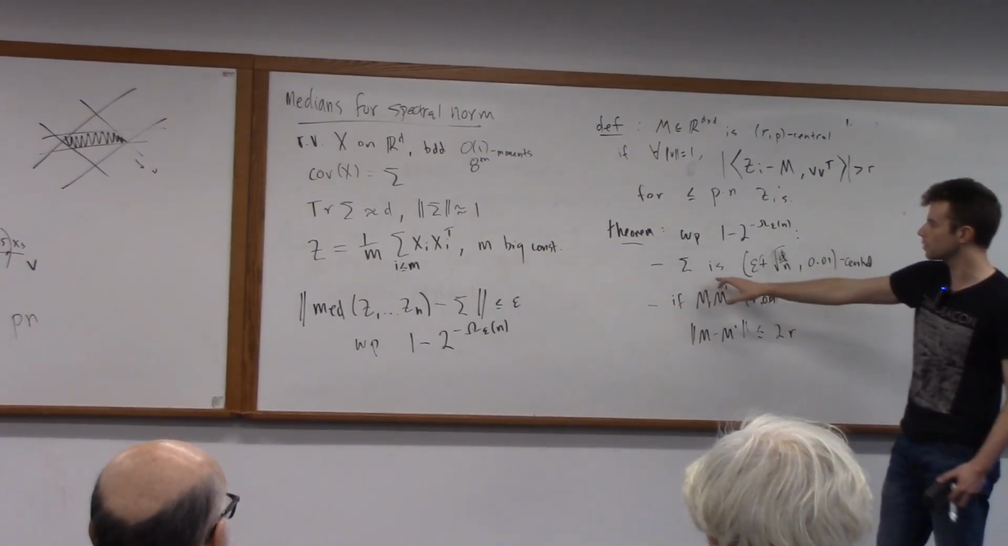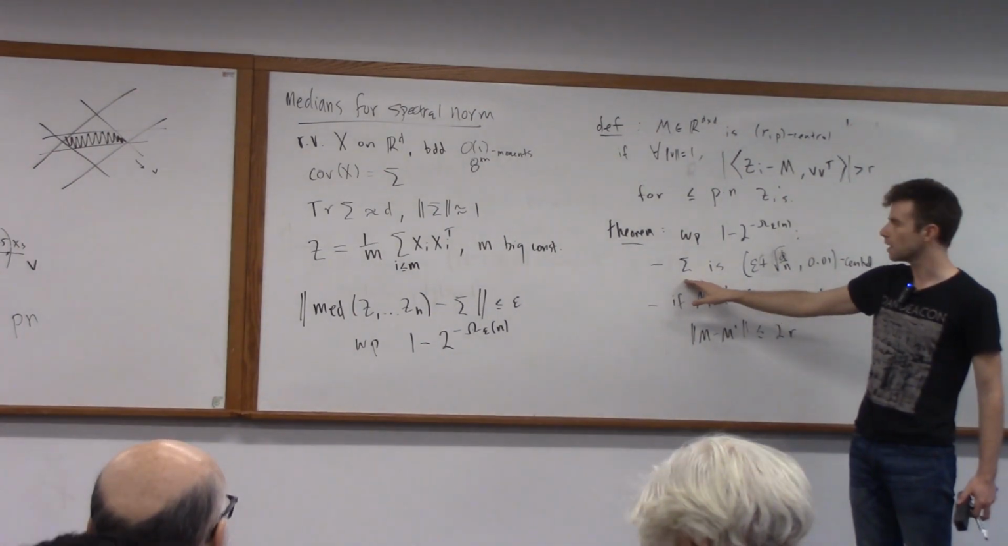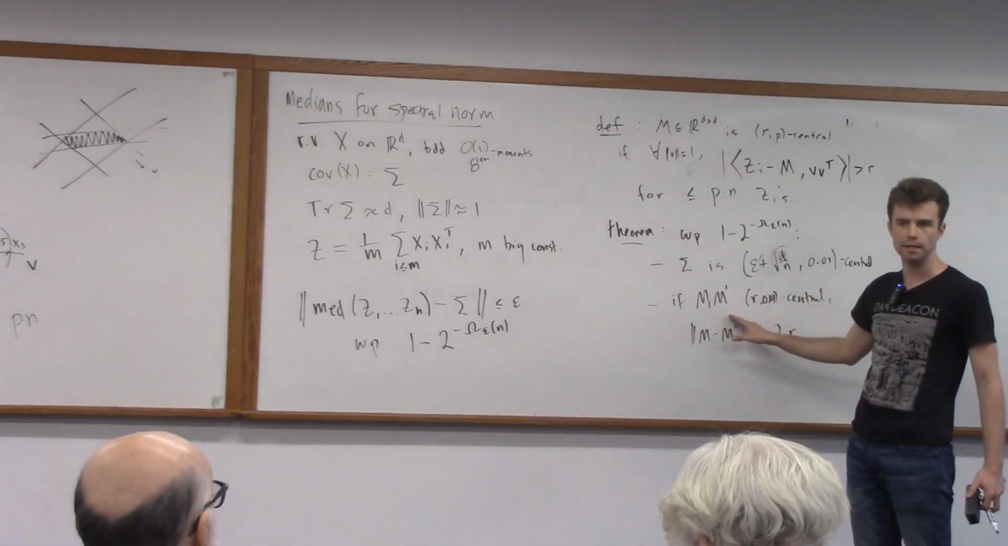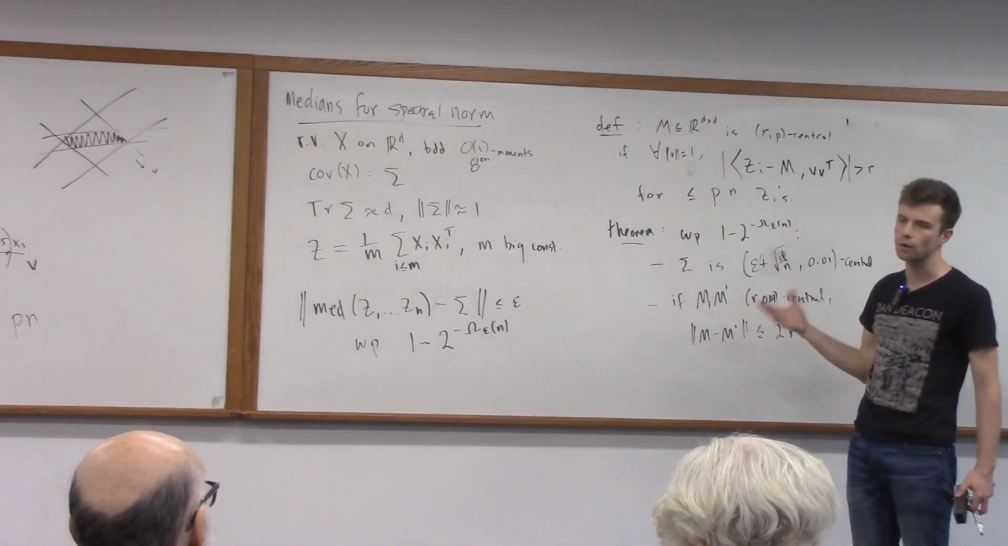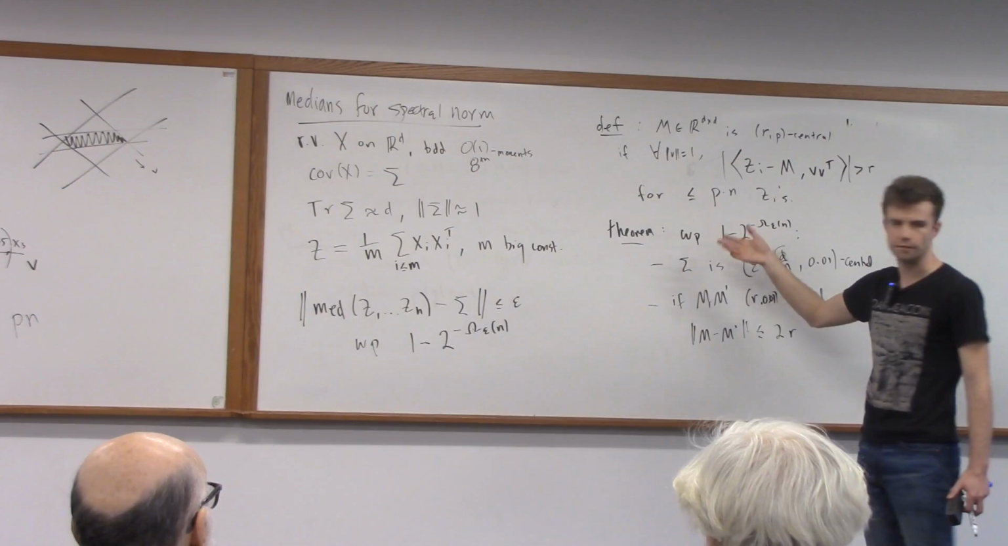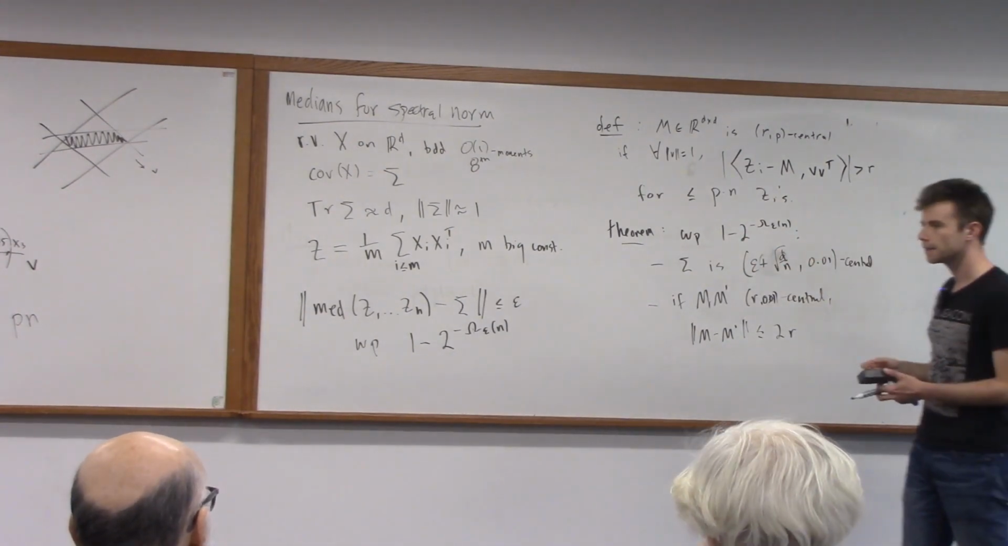It says that the true covariance is central. And if I find two central points, then they're close to each other. So if I just want to do the non-algorithmic version of things, I just brute force search for a central point. So, yeah. Can I ask a question?